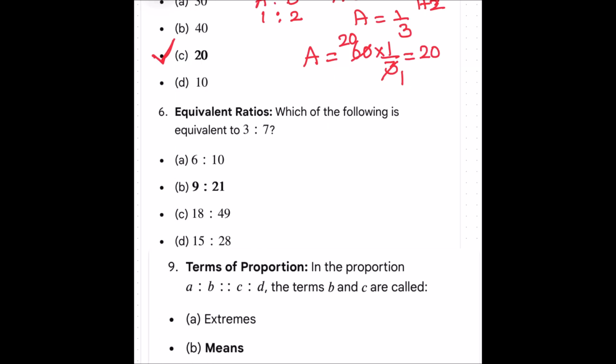Next question is based on equivalent ratios. Which of the following is equivalent to 3:7? So we need to check all the options. So this is 6:10. 6:10, the common factor is 2. 2 times 3, 2 times 5. So that's 3:5. This is not the one. Let's check the next one. 9:21. So 3 is the common factor. 3 times 3 is 9 and 3 times 7 is 21. So we got the answer. So option B is the correct option.